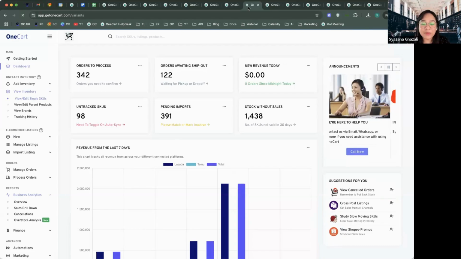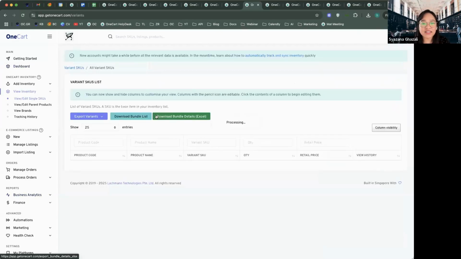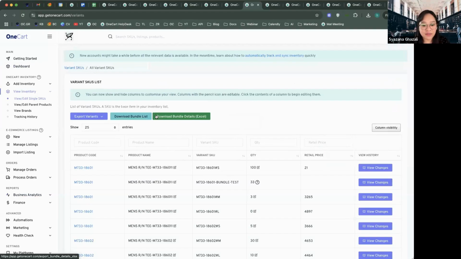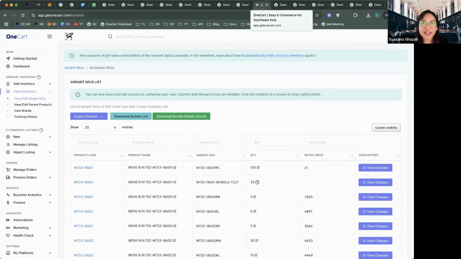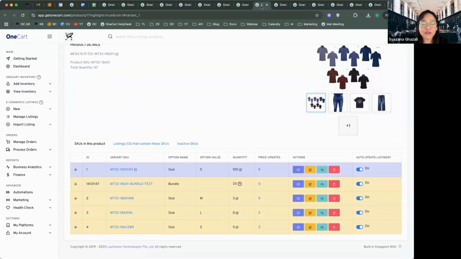However, if you do a bulk update or quantity update and happen to update a SKU that is no longer there, OneCart will just return an error. That's all. It does not affect your inventory across our platforms. It just tells you that it's not working for you in OneCart.